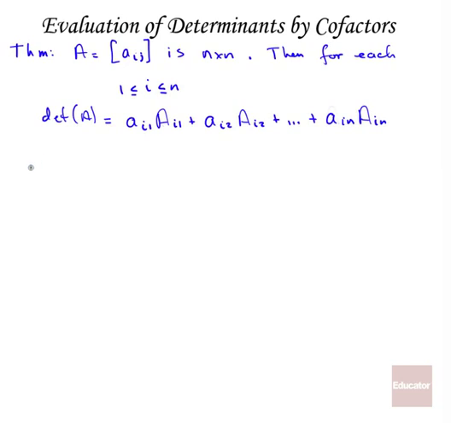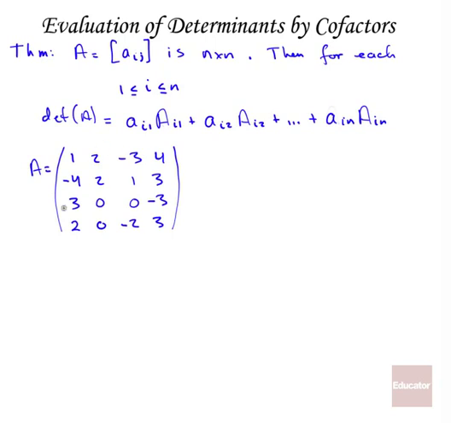We will let A equal 1, 2, minus 3 and 4, minus 4, 2, 1, 3, 3, 0, 0, negative 3, 2, 0, negative 2, and 3. So this is our matrix. Now we take a look at this matrix and we want to make things as easy as possible for us. So we want to pick the row or the column that has the most number of zeros, because that way those terms just drop out of this sum. They actually don't show up at all, so it makes our life a lot easier.